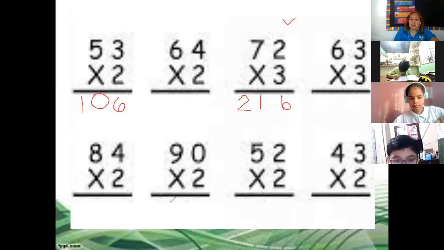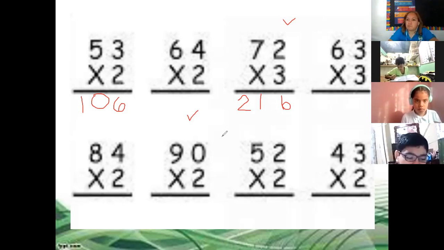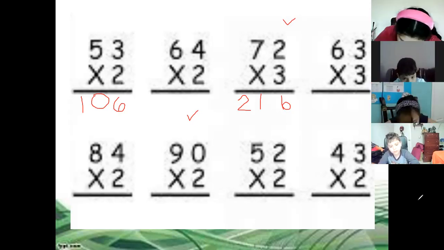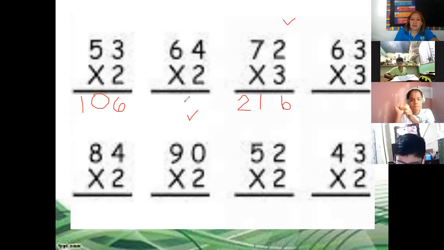Christopher. Welcome. This one, 90 times 2. In this page, you have to copy only 3 multiplications. So work with me, please. Work fast. Christopher, 90 times 2. What is the first multiplication?